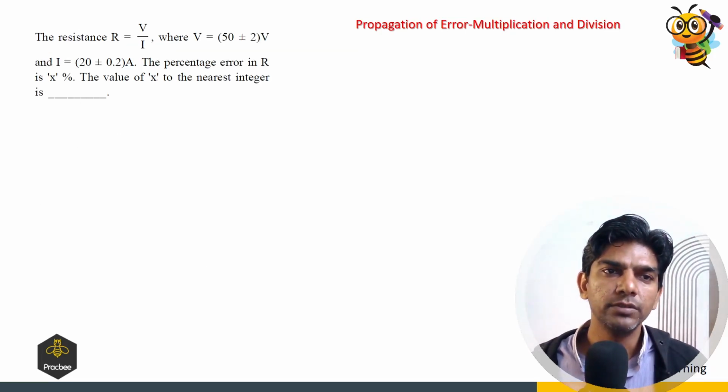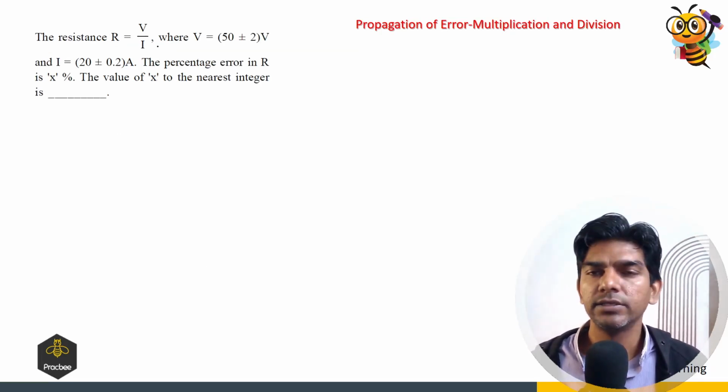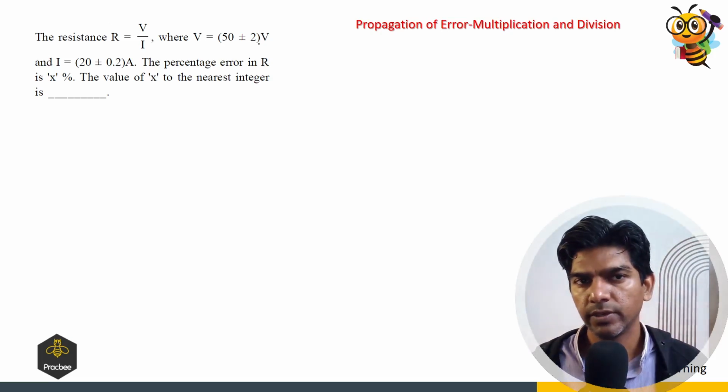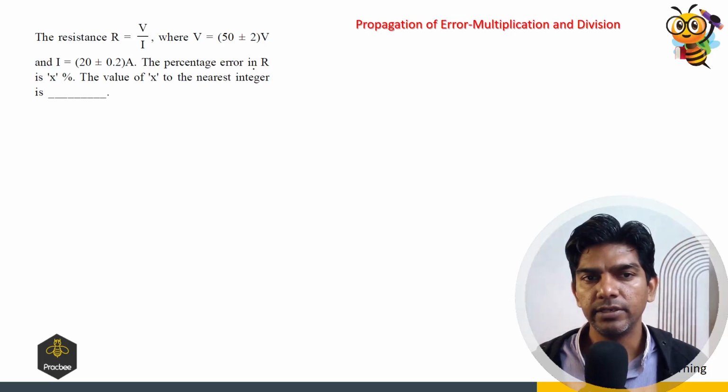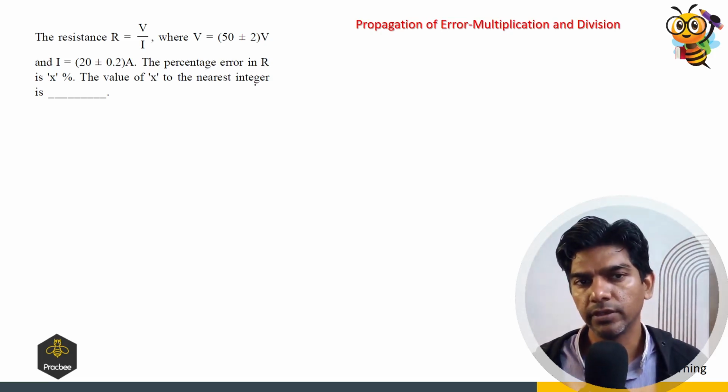Now let us see this question. The resistance R is V by I, where V is 50 plus minus 2 volt, I is 20 plus minus 0.2 ampere. The percentage error in resistance is x%, the value of x to the nearest integer.